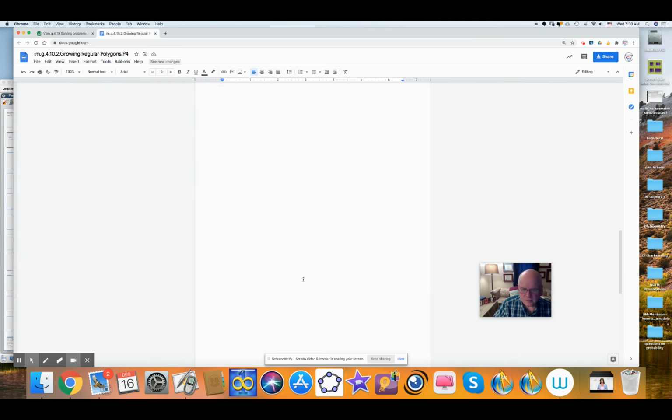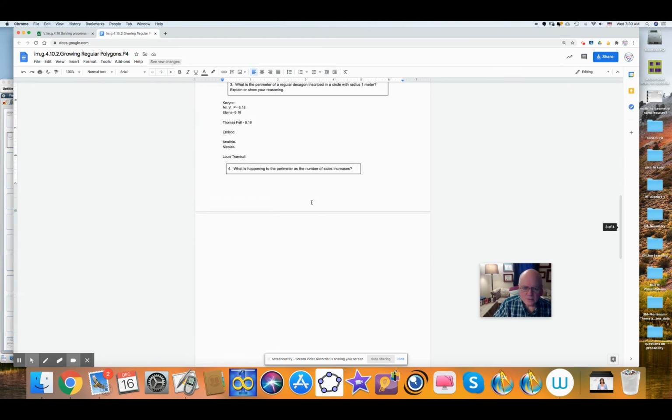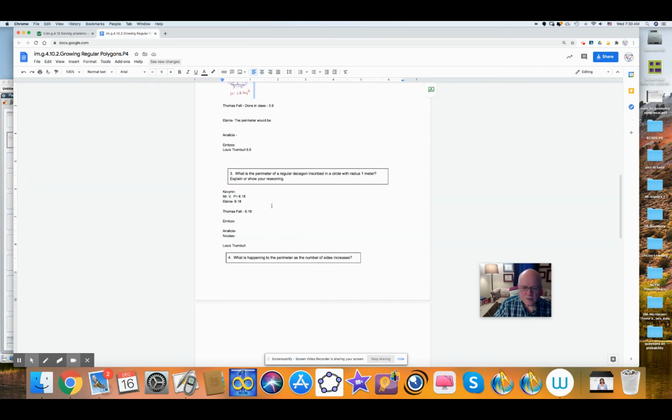There's another problem. Let's see, where is it? Further down. More. Let's see. What's happening to the perimeter as you get larger? So here we have a regular decagon.